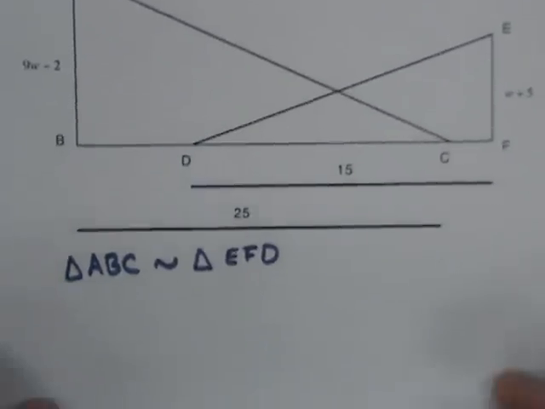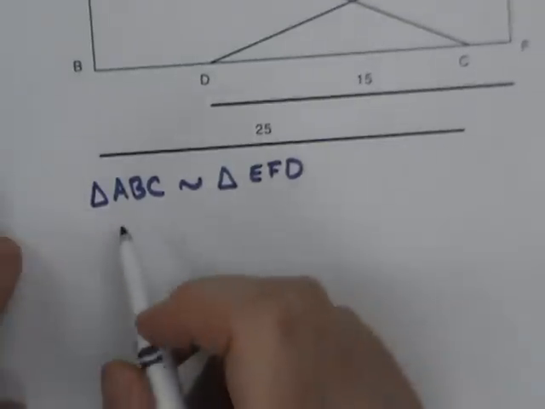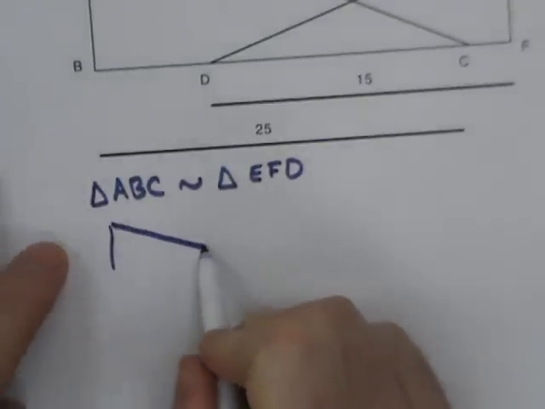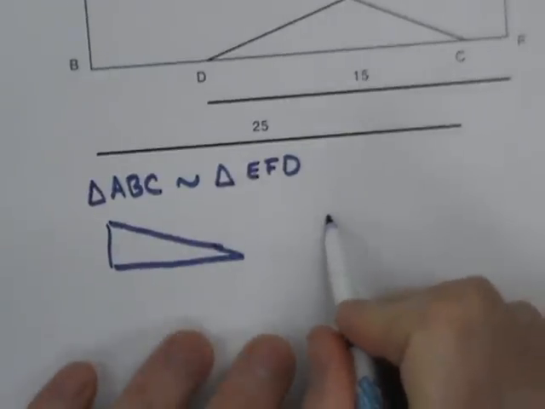And so I would say this is similar to triangle EFD. You may want to draw your pictures. I wrote the statement here, but you want to draw your pictures so you have big versus little. If I draw that, and it doesn't have to be anything huge, just enough that you don't get confused who or what you're working with.